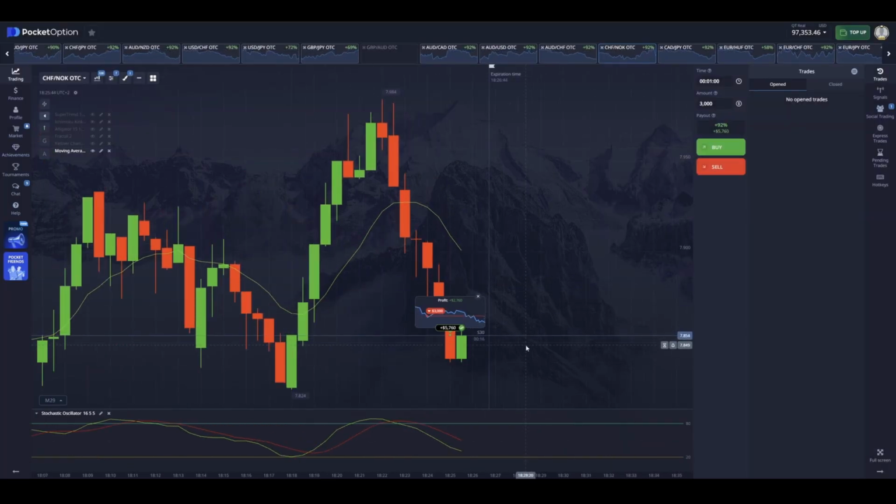I covered my loss and made $2,700 in profit. As you can see, it's a very simple strategy that absolutely any beginner can handle.